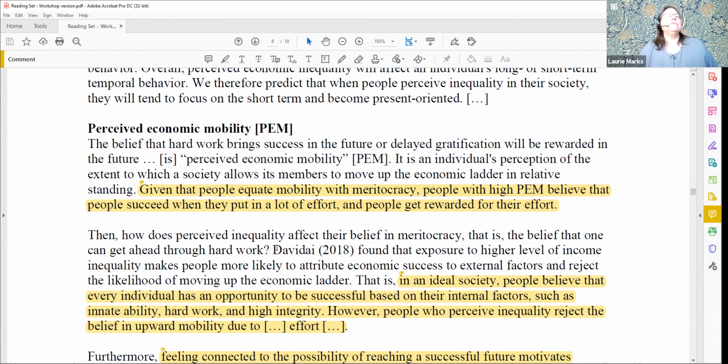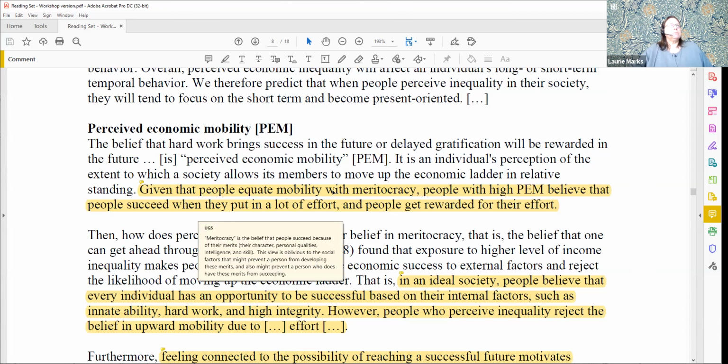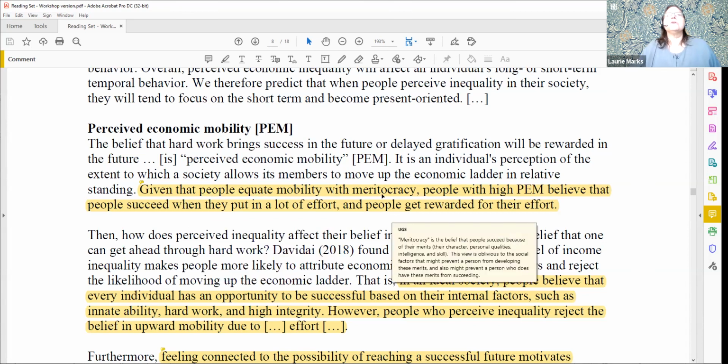They say this: given that people equate mobility with meritocracy, people with high perceived economic mobility believe that people succeed when they put in a lot of effort, and people get rewarded for their effort. So people, that is people in this country, equate mobility with meritocracy. Meritocracy is the belief that people succeed because of their merits. For instance, their character, their personal qualities, their intelligence, and their skill. These are all individual persons' characteristics.